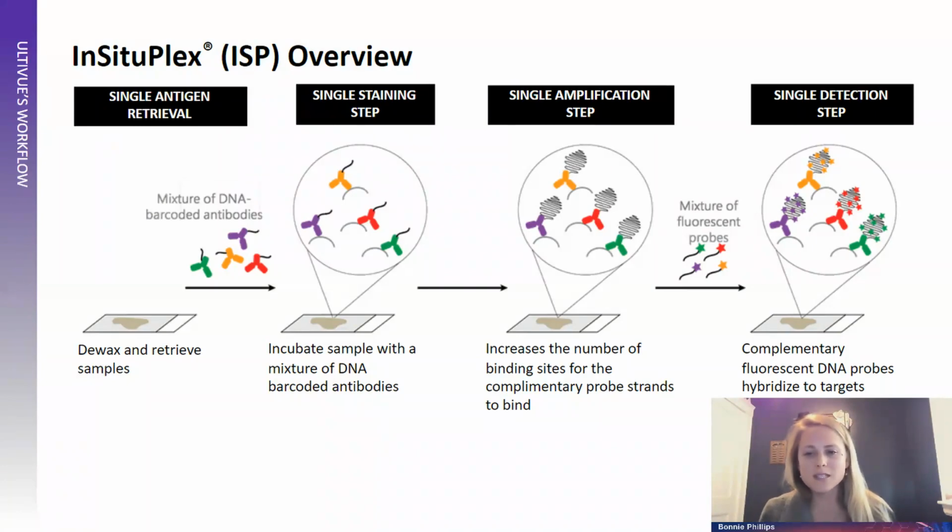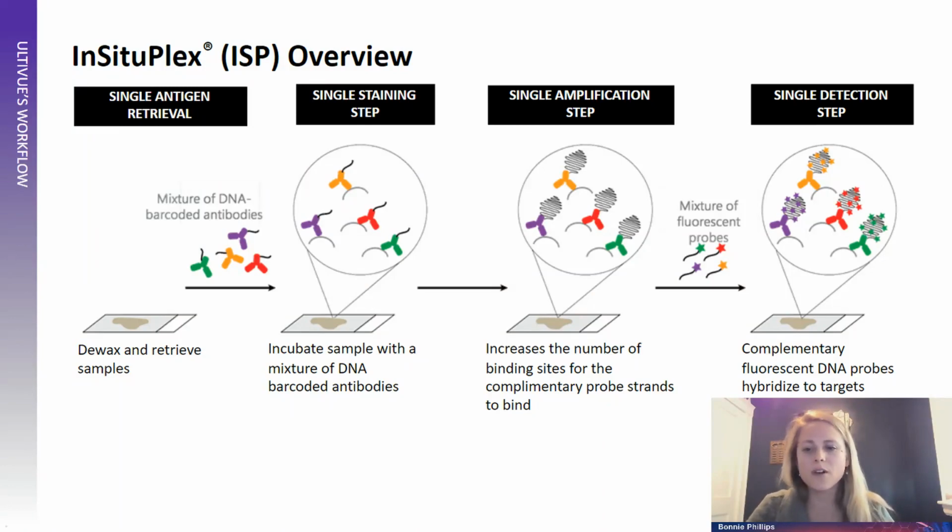After this single staining step, we then go on to the amplification step, where we are able to amplify the signal. And here, all we're doing is increasing the number of tandem repeats. And this process occurs in a controlled fashion, allowing for us to have a semi-quantitative assay.